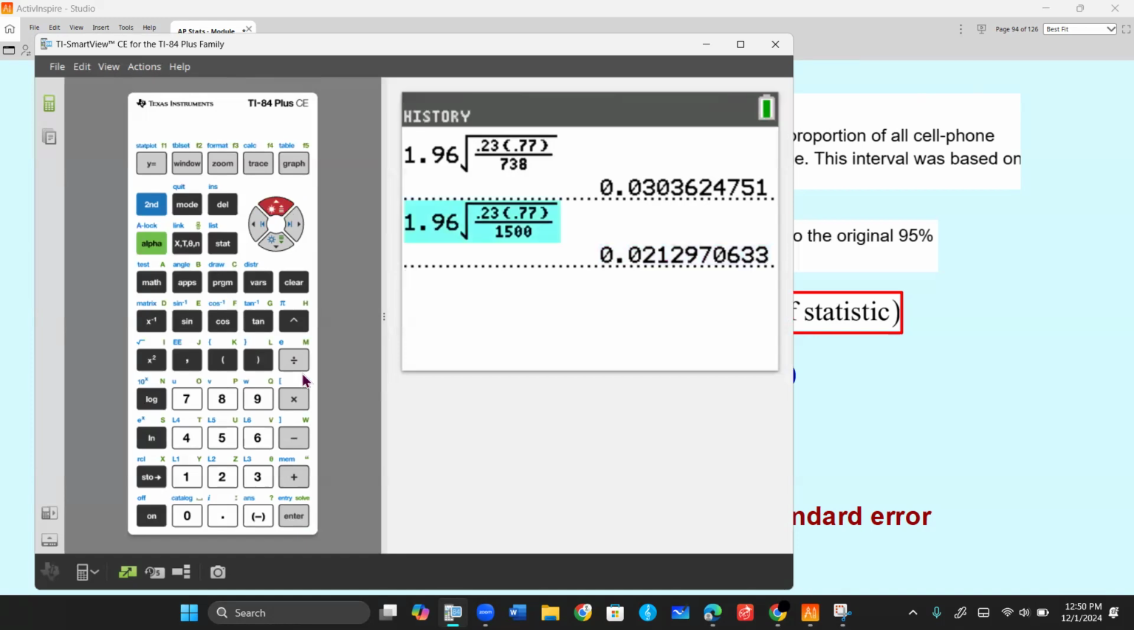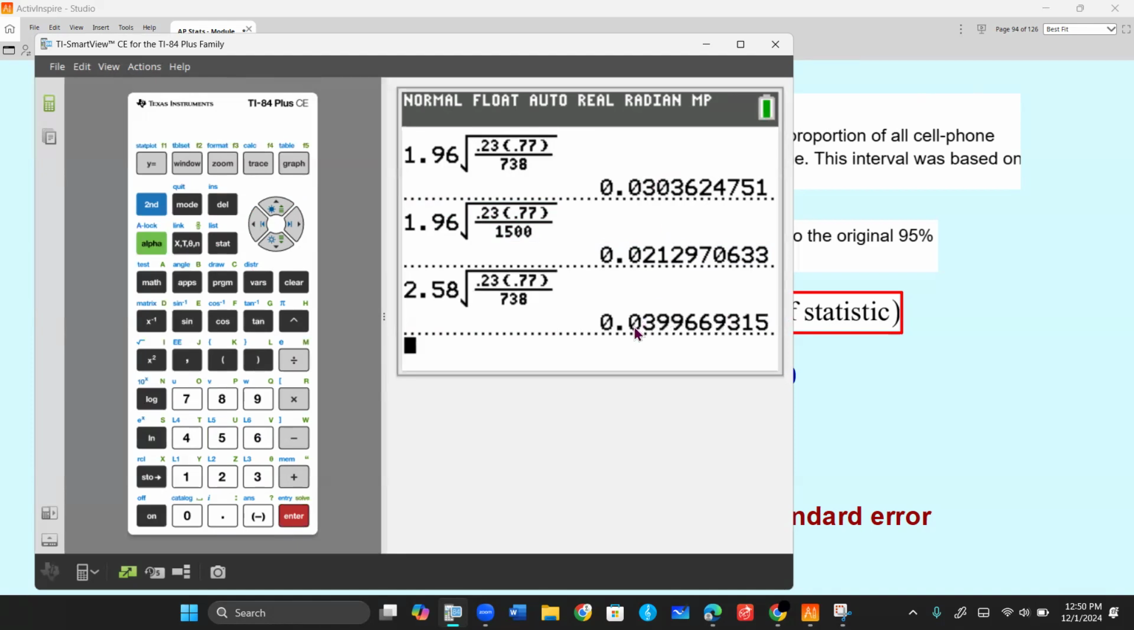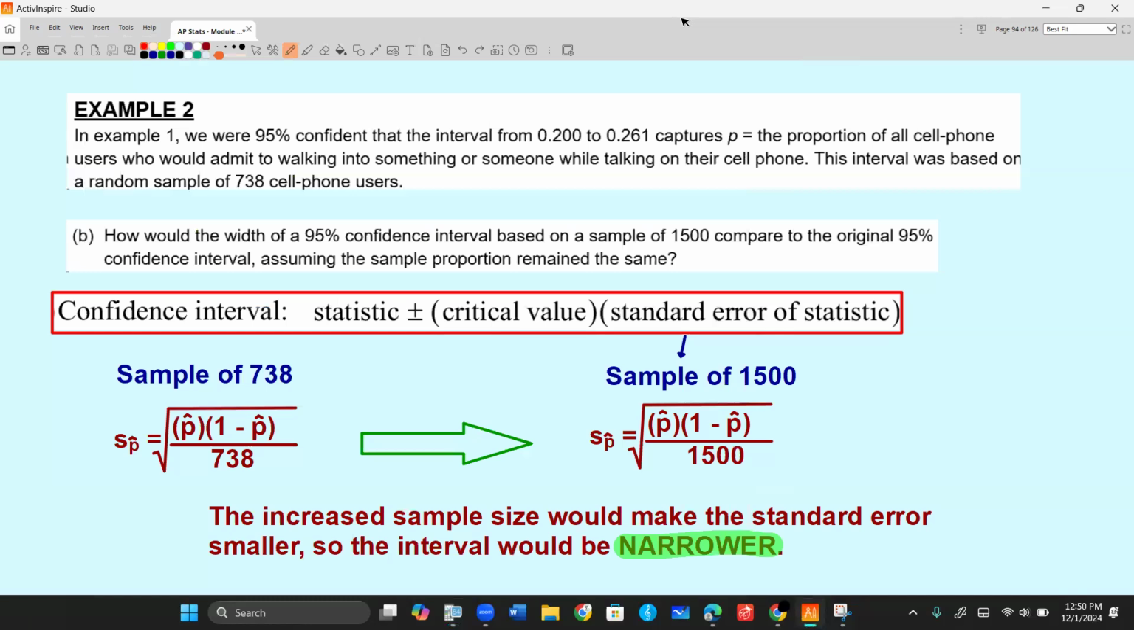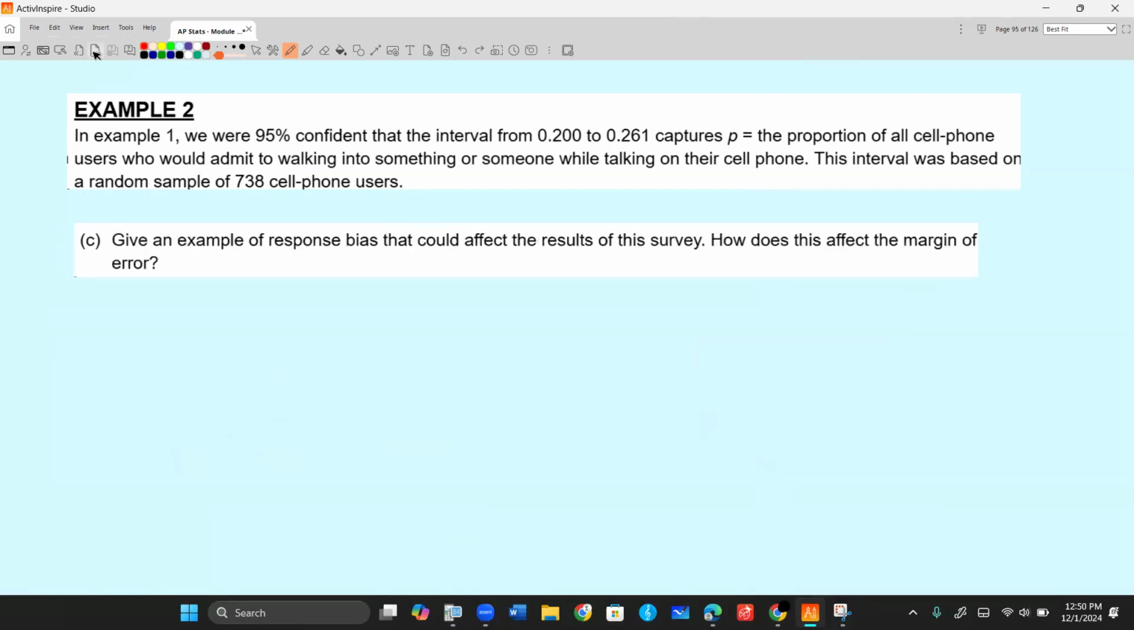And if I go back over here, if I keep the sample size the same, we'll verify the other part of that. So if I do 738 and I do 2.576 here, so we'll just say 2.58, you're going to see that I'm going to have a larger margin of error. So higher confidence level, larger margin of error; higher sample size, lower margin of error, narrower interval.